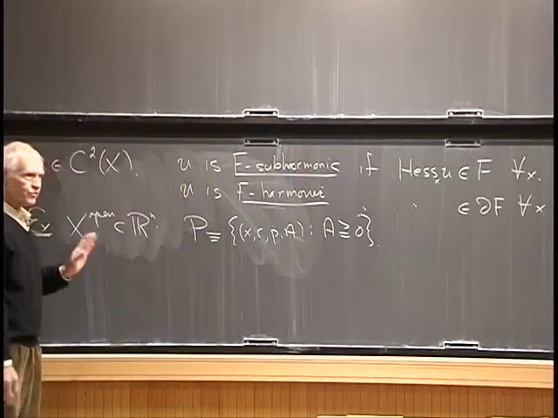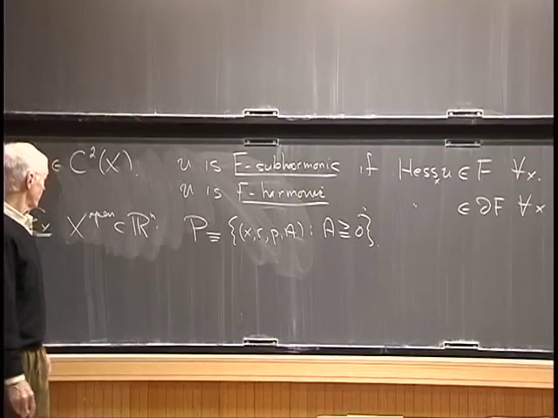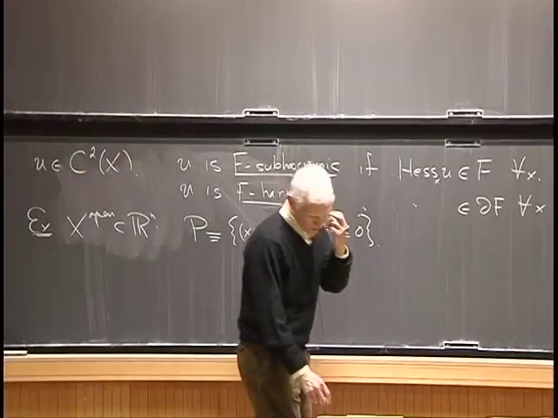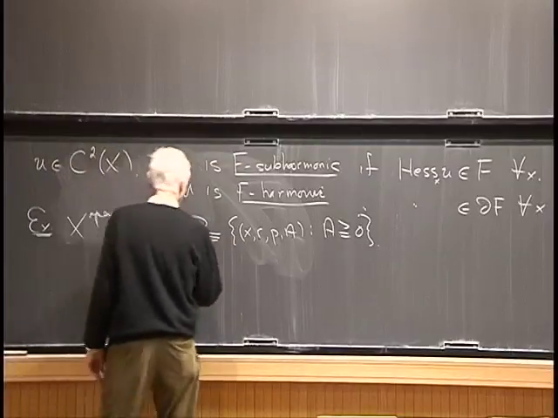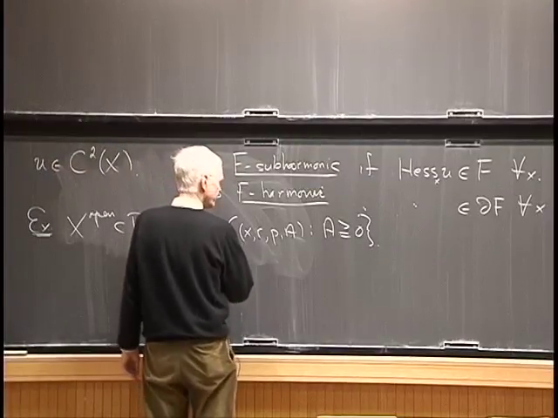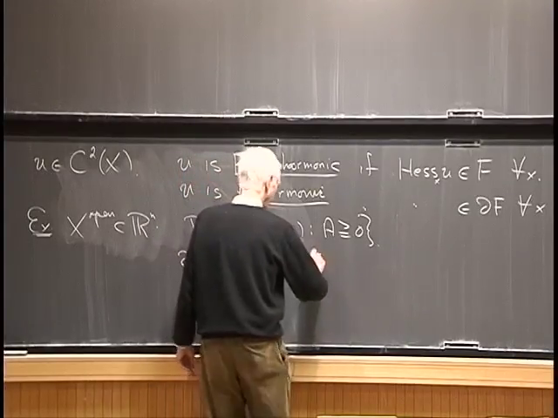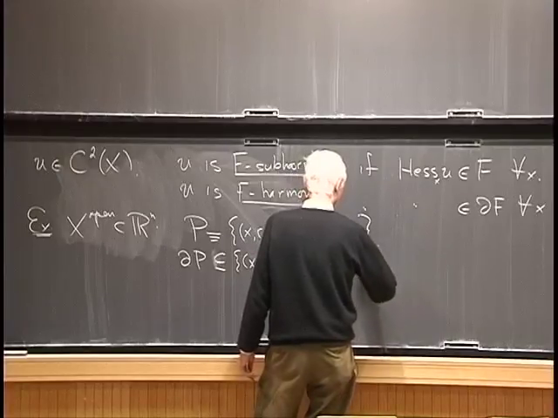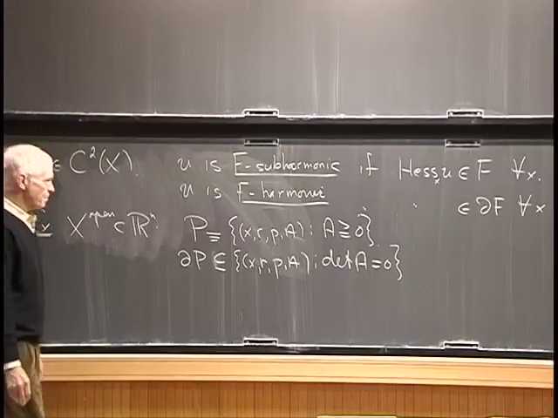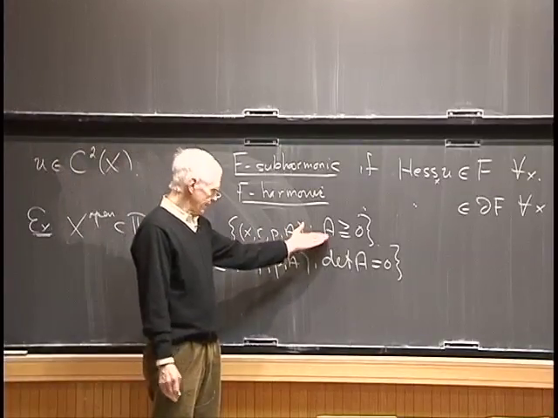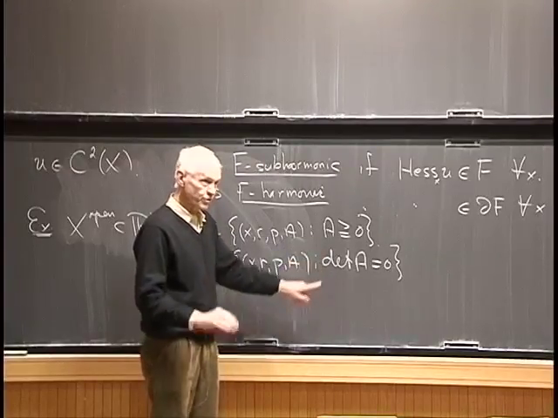So these are the 2-jets of functions whose Hessian at every point is greater than or equal to 0. Then the boundary of P is contained in the set of (x, r, p, A) such that the determinant of A is equal to 0. Because exactly on the boundary, all the eigenvalues are greater than or equal to 0, and you're on the boundary if the smallest one is equal to 0.